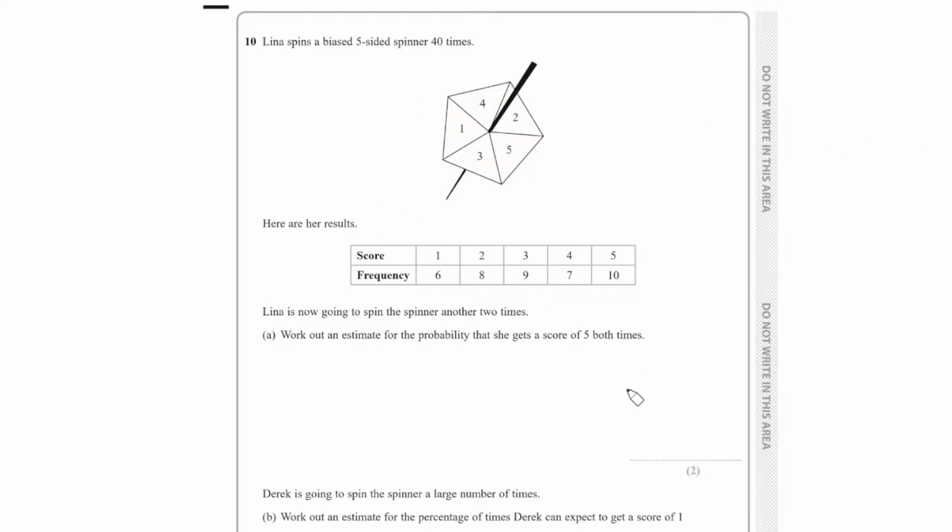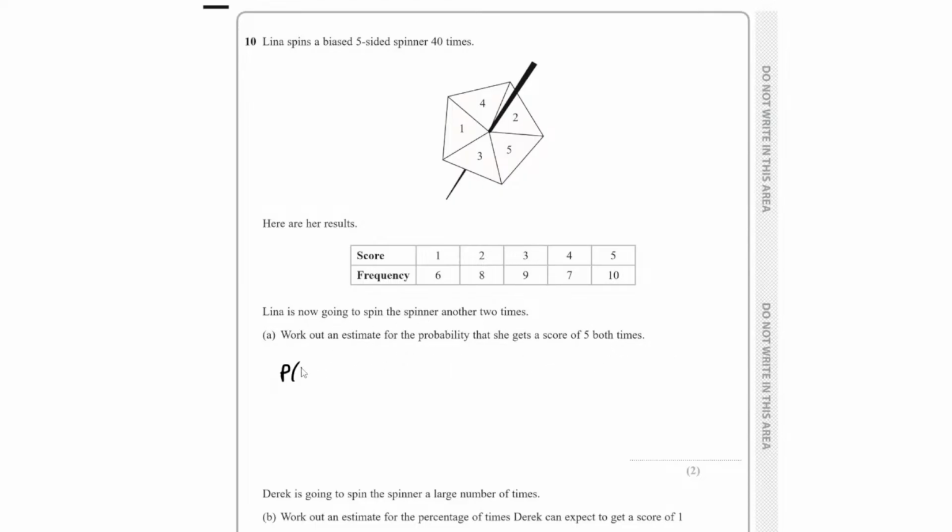Okay, question 10. So Lena spins a biased 5-sided spinner 40 times. Here are her results. Obviously, the frequency, that row there would add up to 40. And then the scores is obviously all the numbers that they have on the spinner. Lena is now going to spin the spinner another 2 times. Work out an estimate for the probability that she gets a score of 5 both times. So we first need to know the probability, it's obviously an estimate, but the probability of getting a 5 once.